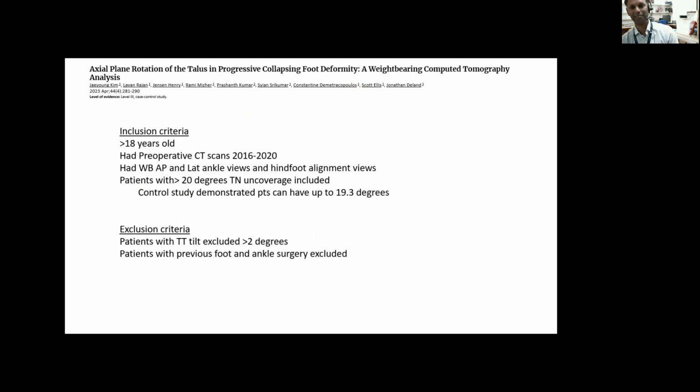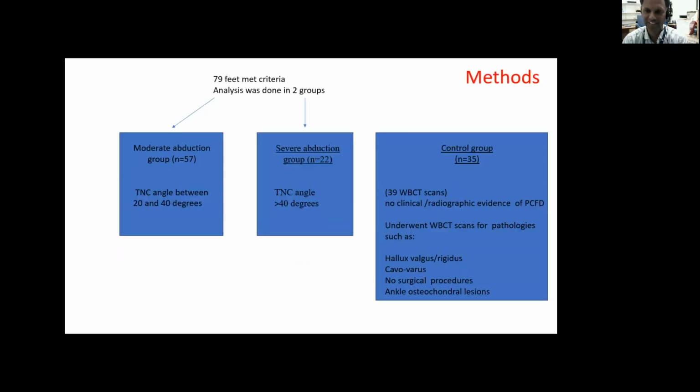But this is the key paper by Kim et al. They took patients who had PCFD in the adult population, and they had inclusion and exclusion criteria. But in reality, PCFD was classified as patients having a tenovicular uncoverage angle of greater than about 20 degrees. They selected 79 patients and divided these into two groups, moderate abduction and severe abduction. The severe abduction group had a tenovicular coverage angle of greater than 40 degrees.